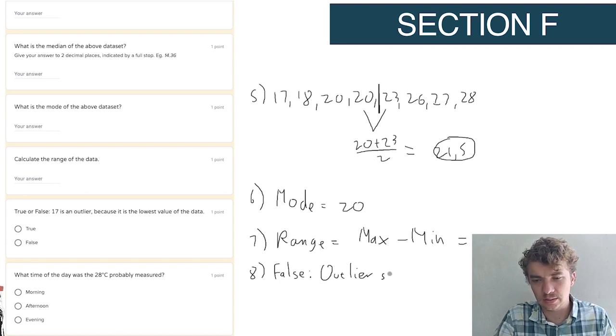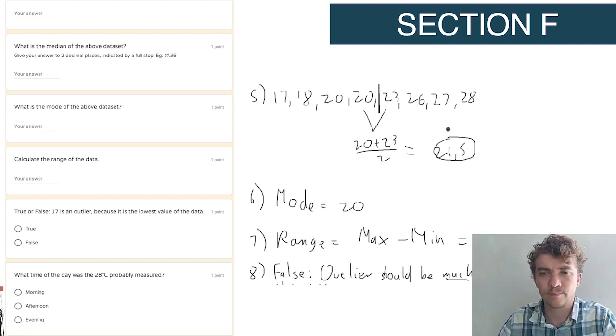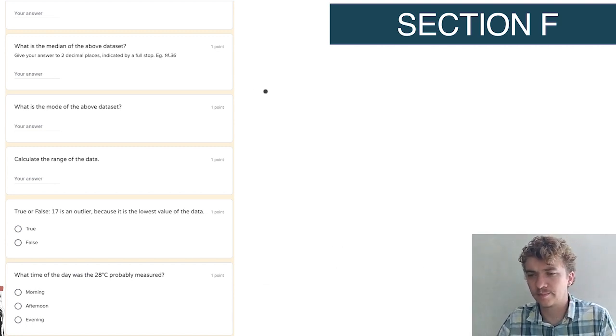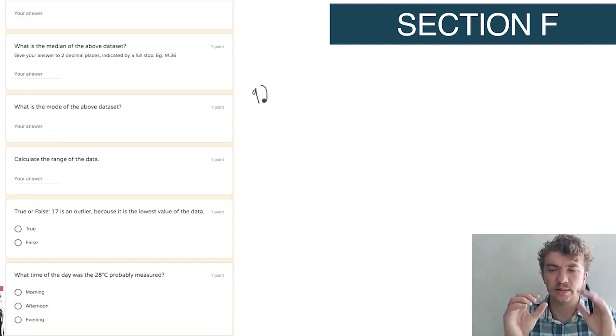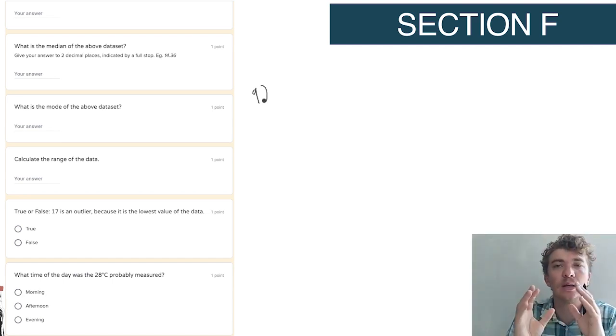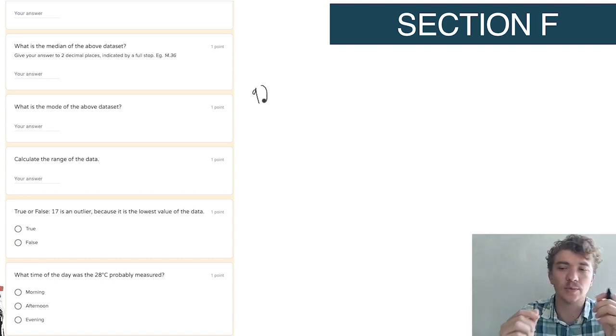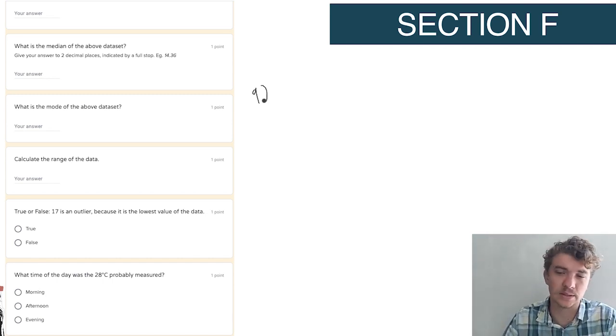So this is definitely false because an outlier is a data point that's a lot bigger or smaller, and 17 isn't a lot bigger or smaller, it's just the smallest.